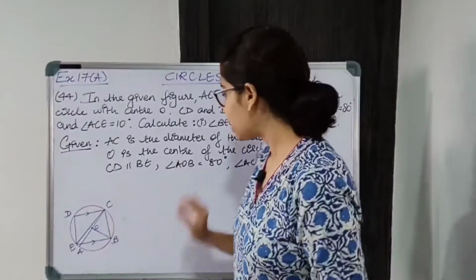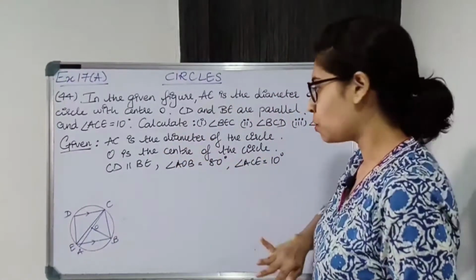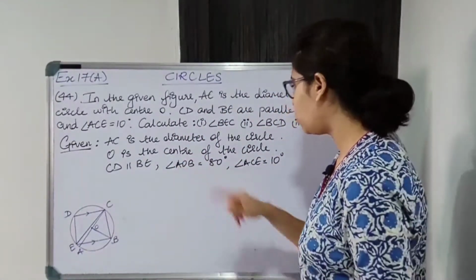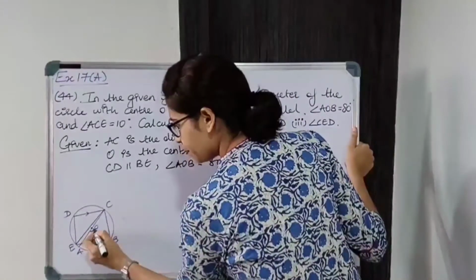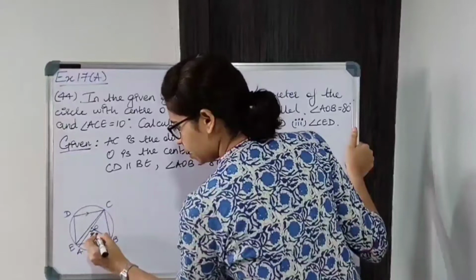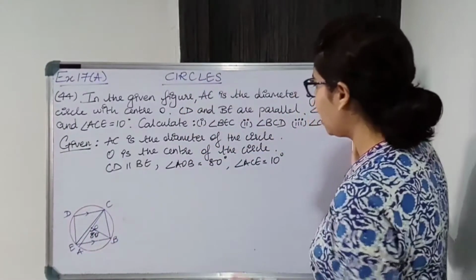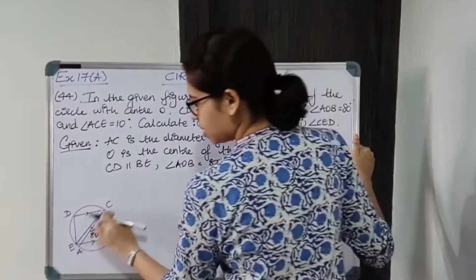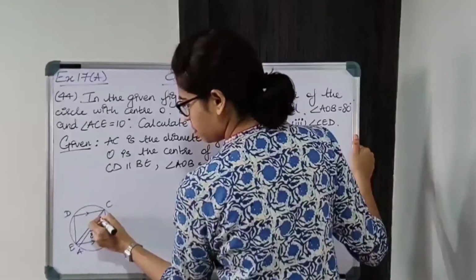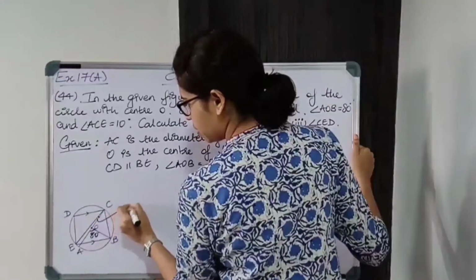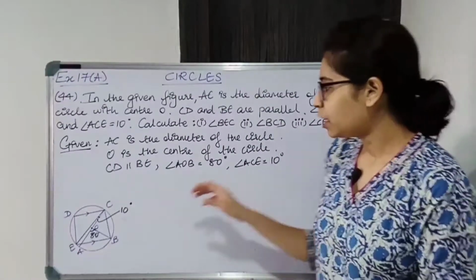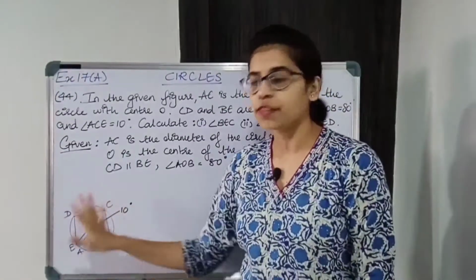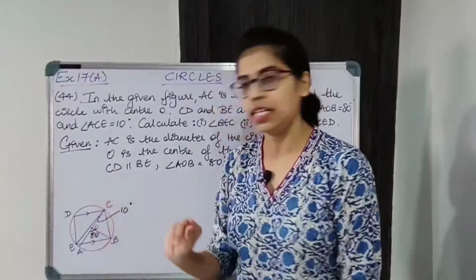Now students, let us look at the angles given to us. We are given angle AOB 80 degrees, this angle is given. This is 80 degrees, and ACE is 10 degrees. This ACE is given, this is 10 degrees. Now are any of these angles useful in finding angle BEC?